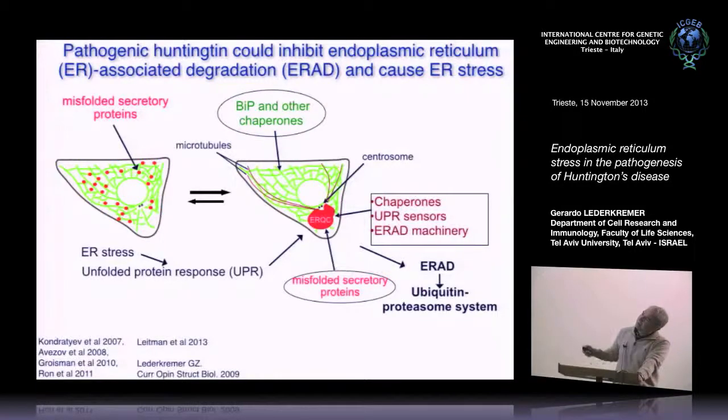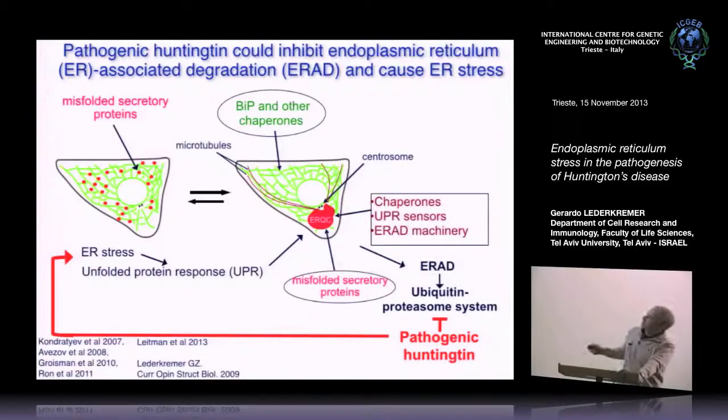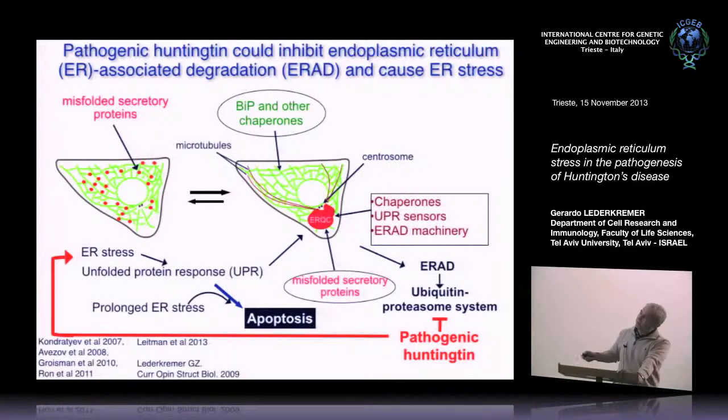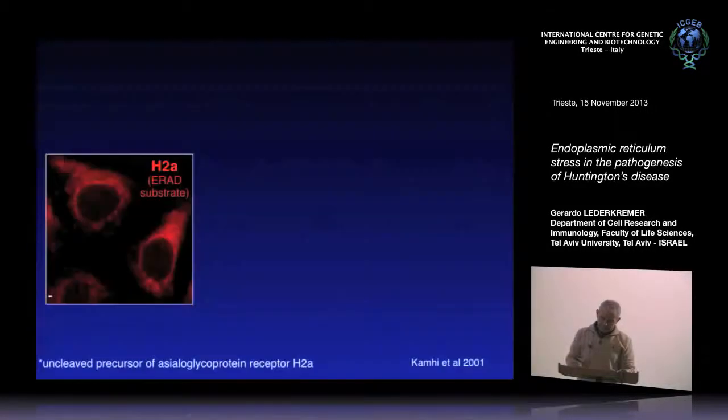As I said, this accumulation of proteins causes the unfolded protein response, but at the same time here you have the UPR sensors that are sensing this, and this amplifies the response. You would have an amplification of the response by this compartmentalization and concentration of the proteins. So where is Huntingtin? Huntingtin would be inhibiting the ubiquitin proteasome system, inhibiting ERAD, causing the accumulation of proteins, causing ER stress. And with prolonged ER stress, this would lead to cell death, apoptosis, and I won't get into the mechanisms of apoptosis from ER stress. But I will talk to you a little bit more about this compartment.